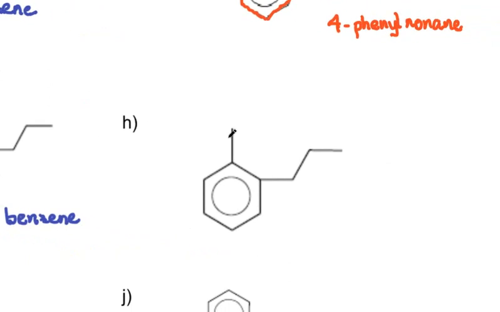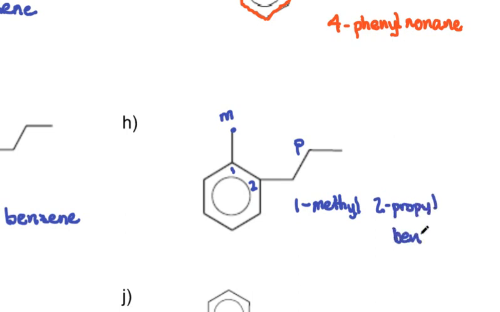Next one, 2 branches. We have, that's 1 carbon, so that's a methyl group. Here we have 1, 2, 3 carbons, that's a propyl group. M goes first. 1 methyl, because you always put a 1 on your first thing if you have the choice. And if we go the short way, then this is carbon number 2, 1 methyl, 2 propyl. 1 methyl, 2 propyl benzene.